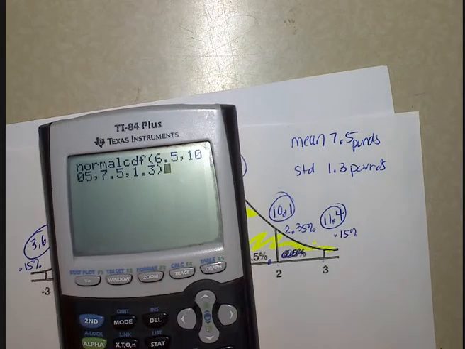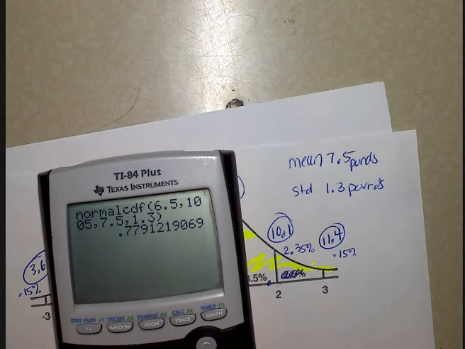Press enter. If you had to round, it would be 77.9%. How many of you were able to get this calculation on your calculator? Press clear. You're going to try another one on your own.